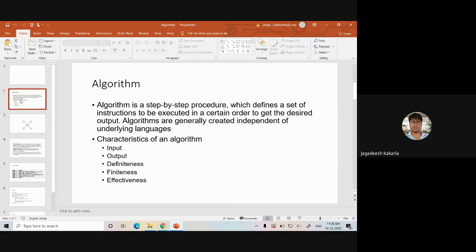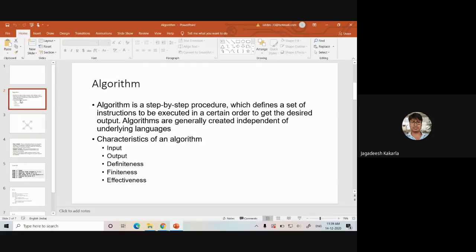Now, what is the meaning of "which defines a set of instructions to be executed in a certain order"? To attend the class, what are the steps you did? Switching on the laptop, opening the Gmail account, clicking on the link, and attending the class. Now, these steps you need to execute in an order. Without switching on the laptop, you cannot open the Gmail. Without opening the Gmail, you cannot click the link. So you are executing all the steps in a sequence.